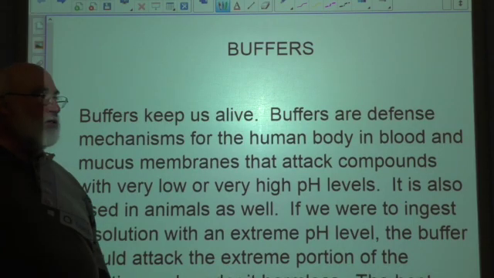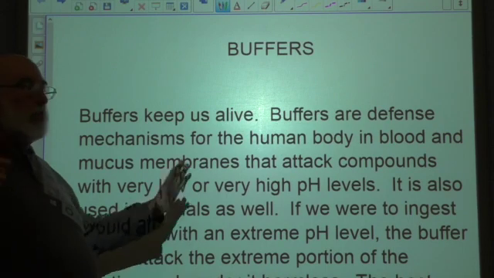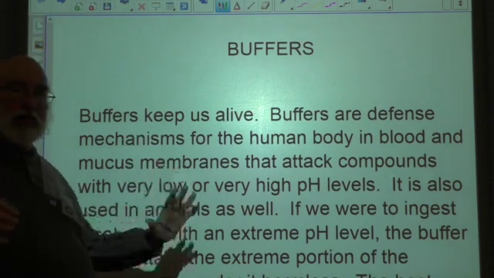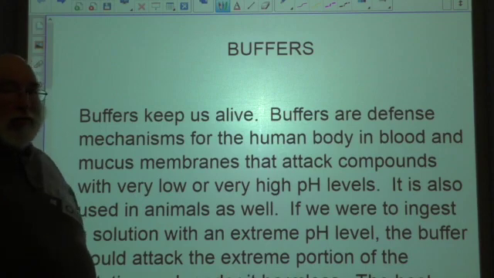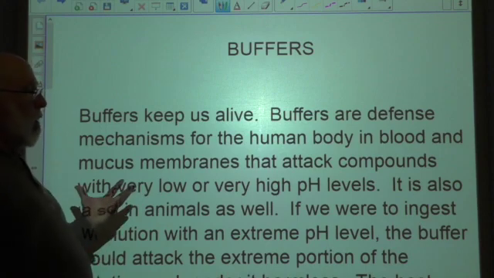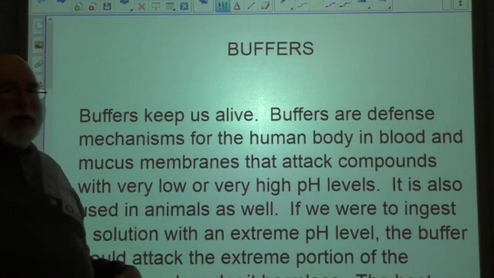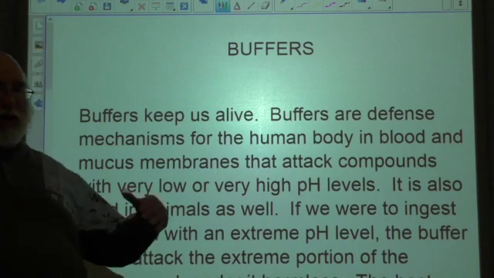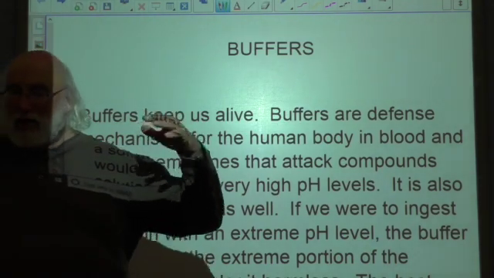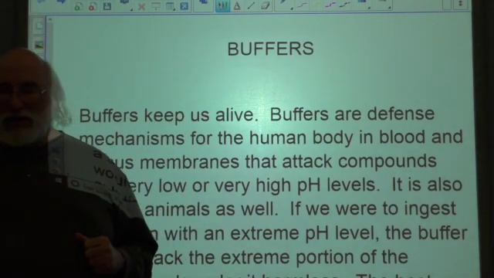All right, this is a big section. Buffers. Buffers are big time stuff. They protect us from the nasties that get into us, whether we drink it, eat it, or whatever. And it protects us from the chemicals in the mixture that we consume that do not belong in our bodies. Particularly those of severe pH levels, like high levels of basicity and high levels of acidity.